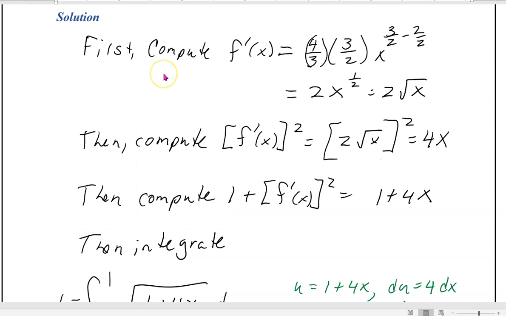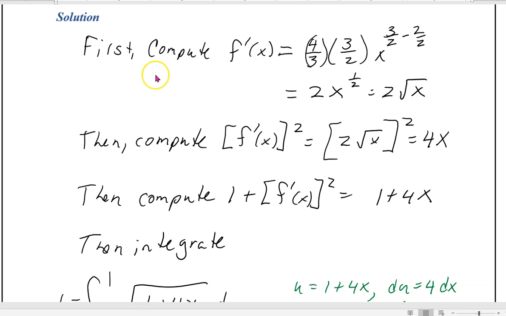To find the arc length, we first need to compute the derivative by applying the power rule. This brings the 3 halves to the front to multiply by the 4/3, and we subtract 1 from the power. This gives us 2x to the 1/2, which becomes 2 times the square root of x. Then we need to square this, which gives us 4x. The expression that goes under the radical is 1 plus the derivative squared, which becomes 1 plus 4x.